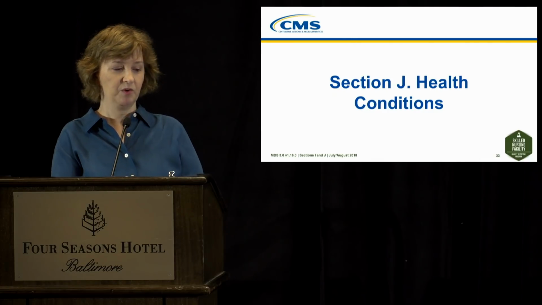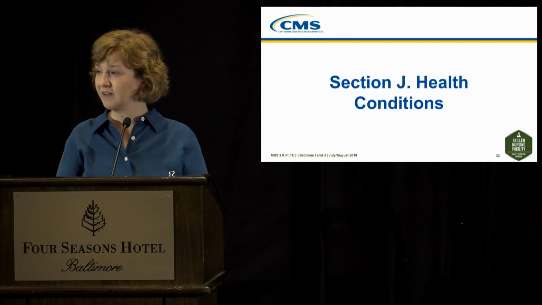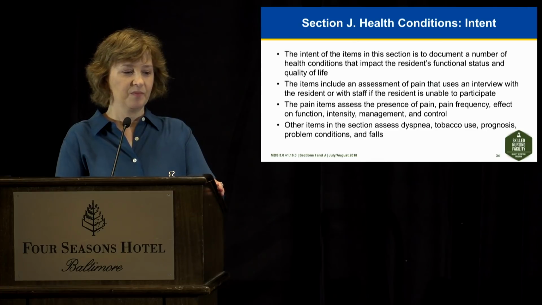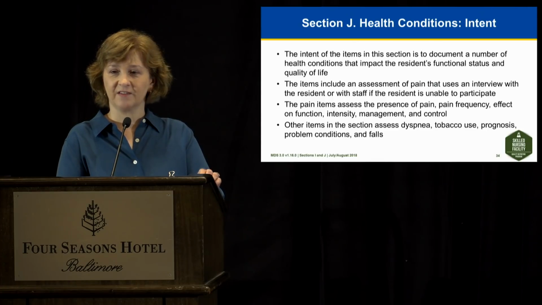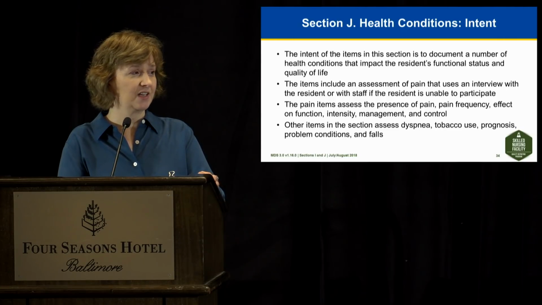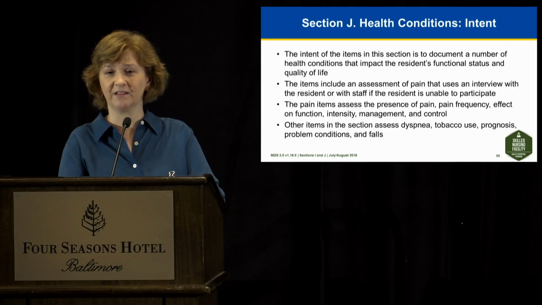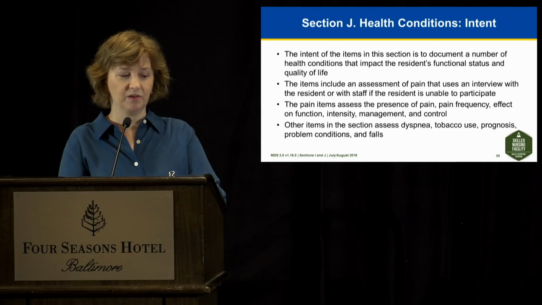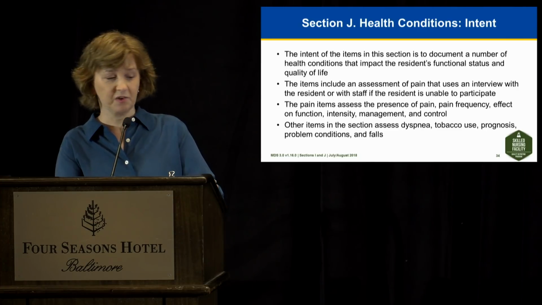Okay, so now I want to move to section J, health conditions. So there's one new item in this section that I wanted to review in the next 10 or 15 minutes. So in terms of section J, this is a section that is familiar to you, and as you may recall, the intent of the items in this section are to document health conditions that impact a resident's functional status and quality of life. The items include an assessment of pain that uses an interview with the residents or with staff if the resident is unable to participate.